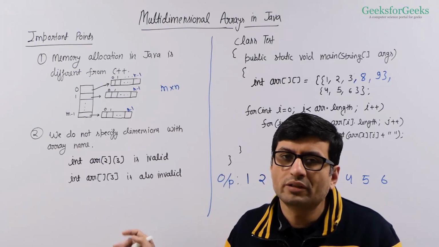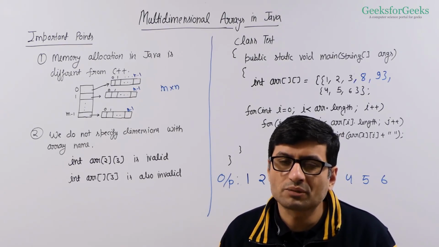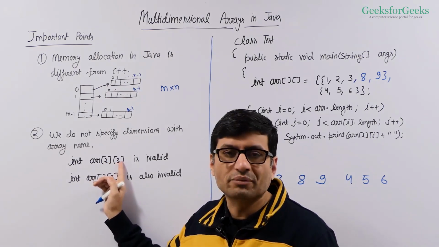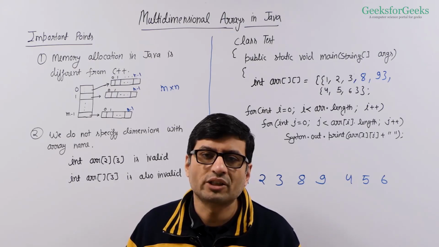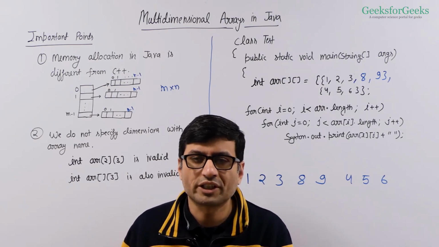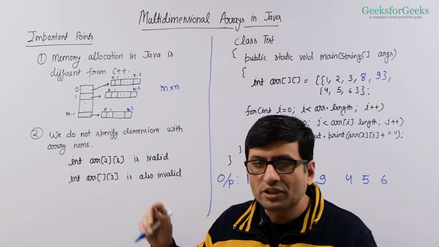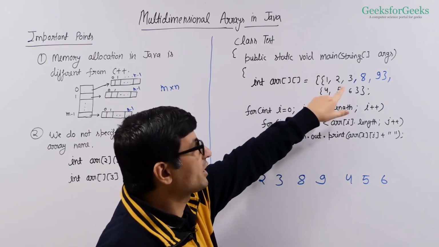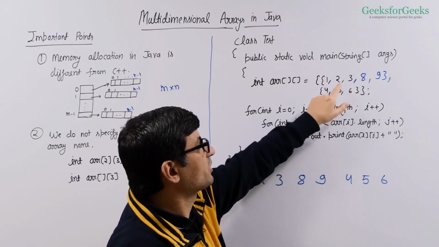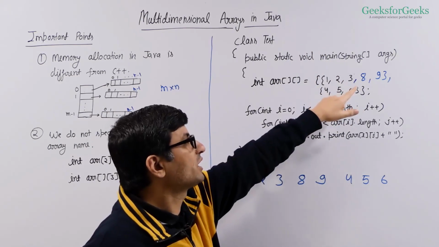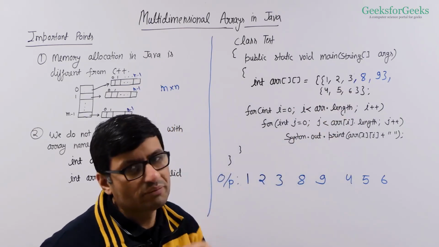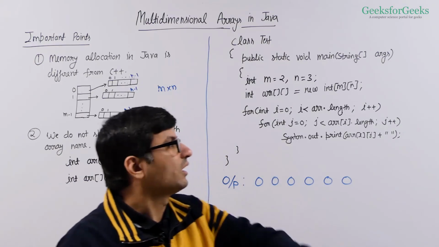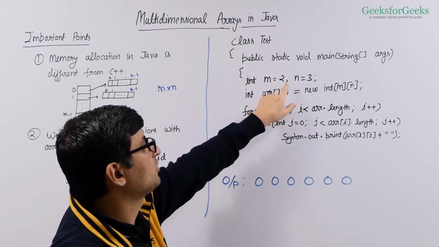Let's now see the second point. If we are coming from the C++ programming world, we have a habit of writing dimensions with the array name. Java does not allow this kind of dimension specification when you're creating arrays. You can either initialize the array this way so that the Java compiler can automatically figure out the dimensions. It automatically figures out that there are 2 rows and the first row has 5 elements and the second row has 3 elements. And then there is the other way. Here is the other way to create arrays. I've created a 2D array of size 2 cross 3.